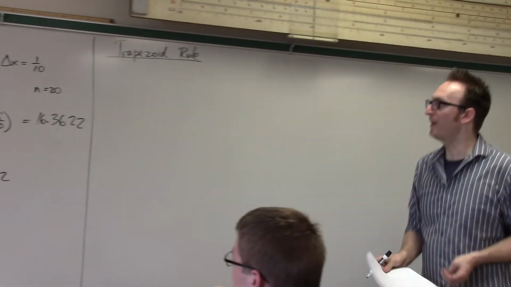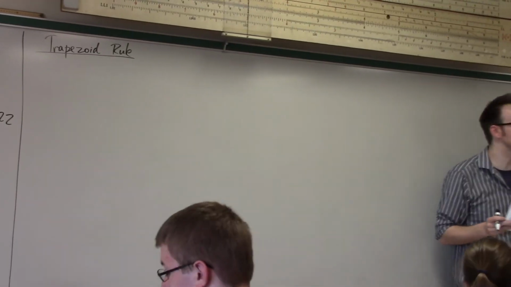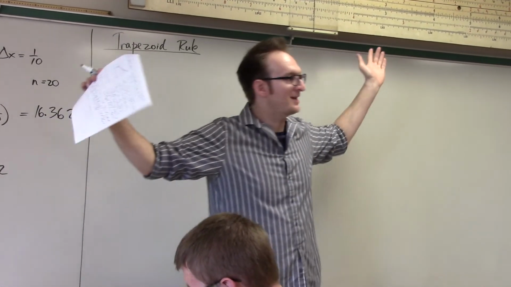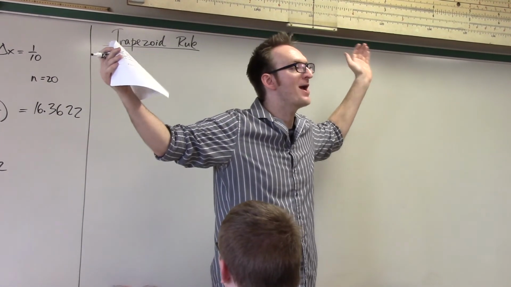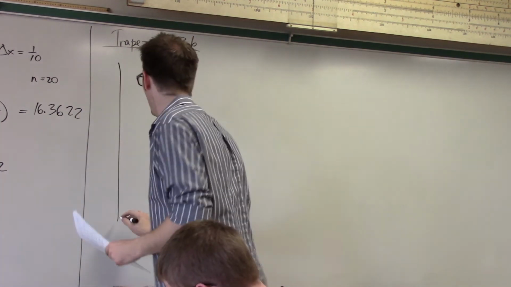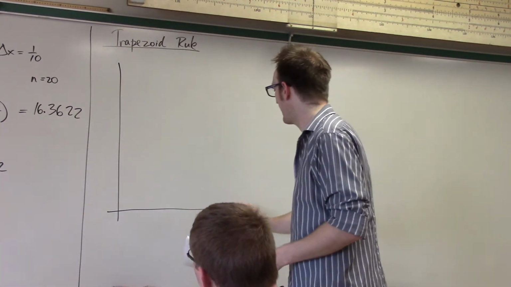All right, a new rule, the trapezoid rule. The trapezoid rule says, why are we just sticking to rectangles? What's so special about rectangles? Let's use trapezoids. They are better. So, let's go all the way over here to 2.